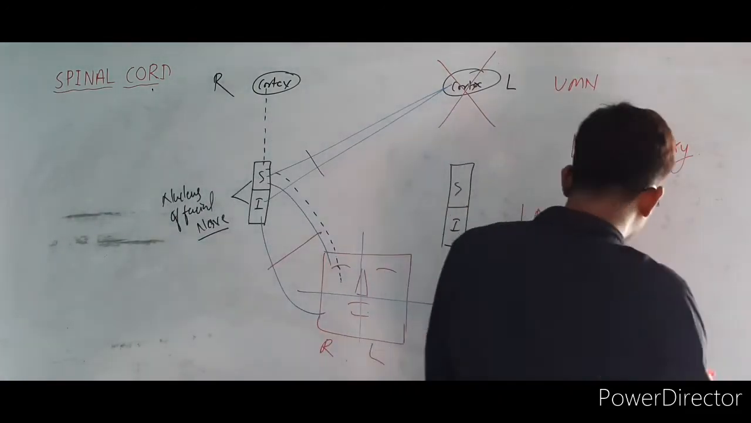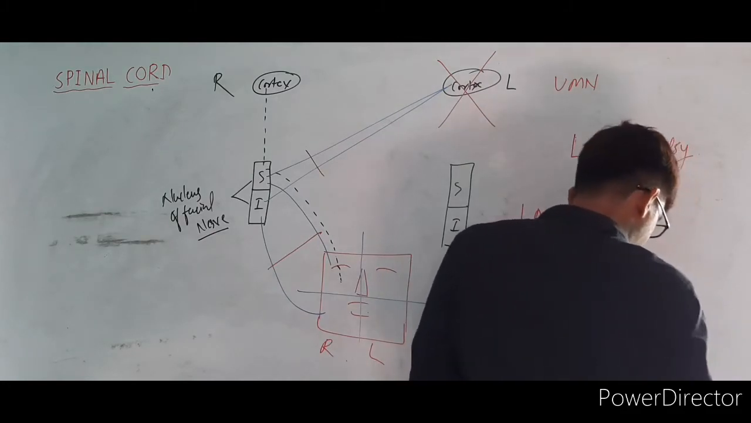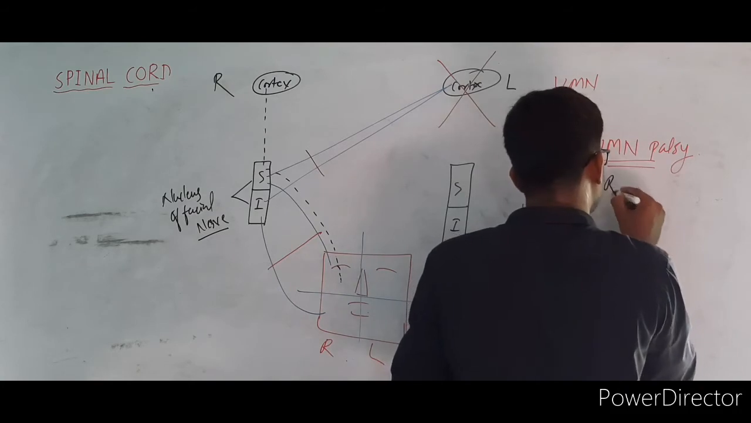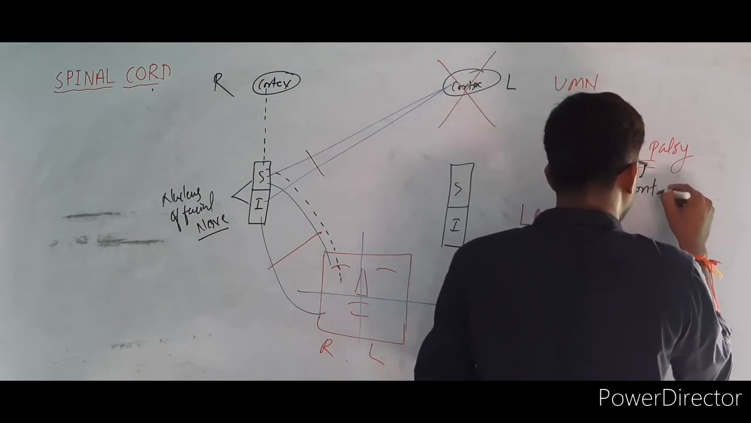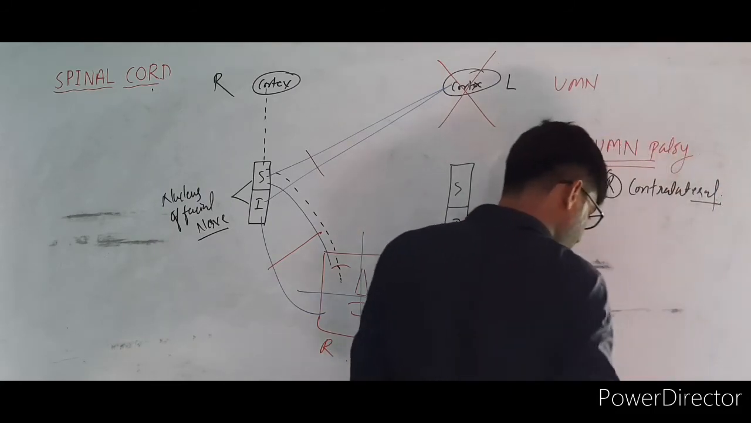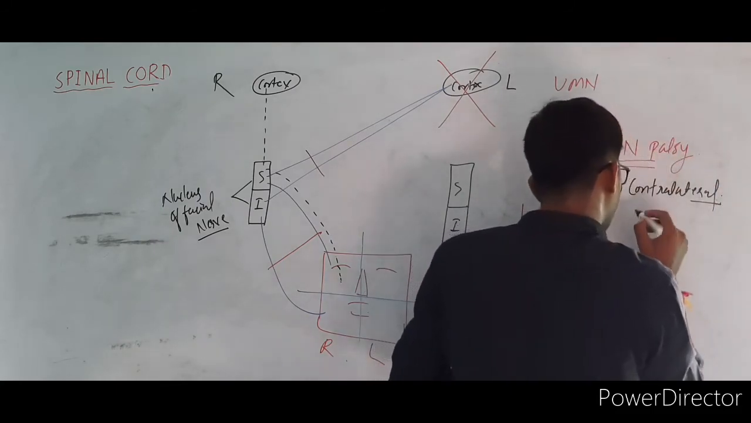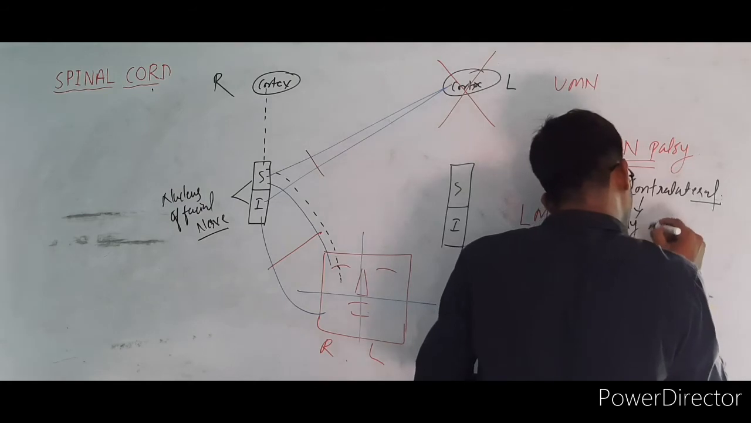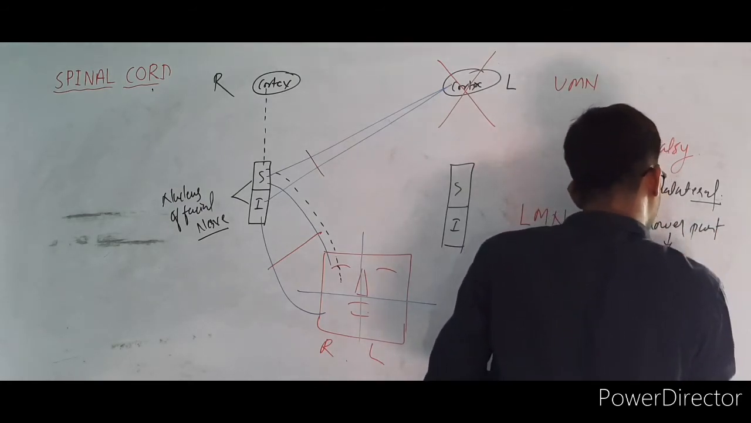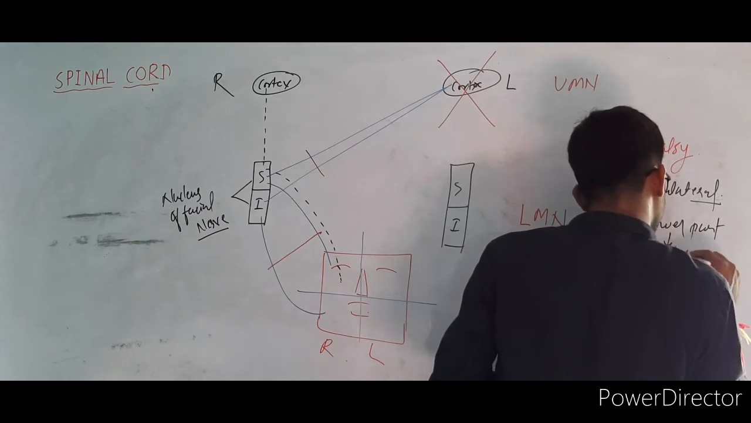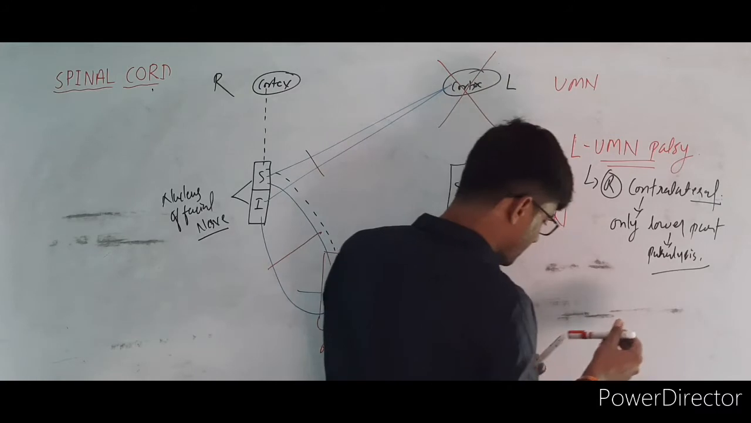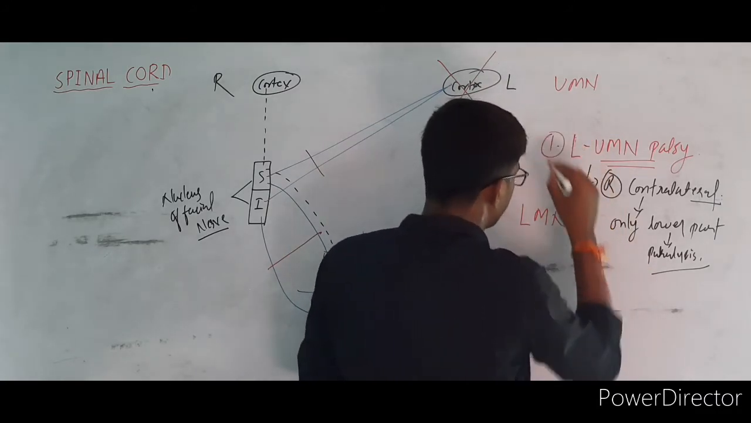So that condition is called what? Right side only, contralateral. See, right side paralysis will be there, and that is contralateral paralysis. Right? Only the lower part will get paralysis. Okay, I hope you understood. Now, second thing. This is the second thing.